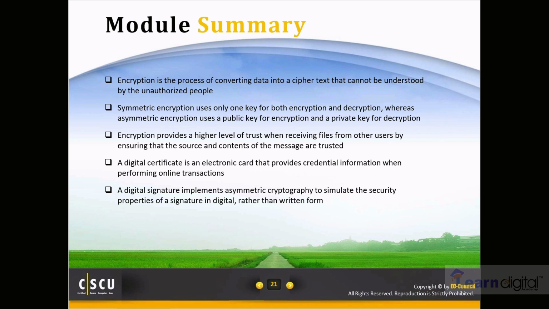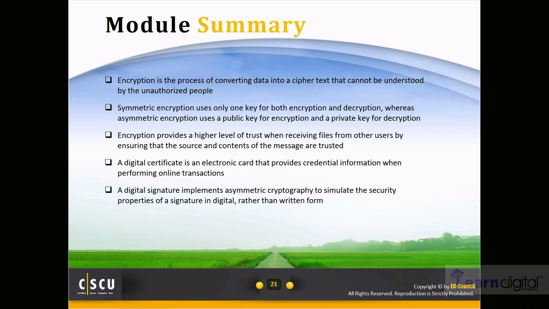And last but not the least, the module summary: encryption is the process of converting data into ciphertext that cannot be understood by unauthorized people. Then symmetric encryption uses only one key for both encryption and decryption, whereas asymmetric encryption uses a public key for encryption and a private key for decryption. Encryption will provide you a higher level of trust when receiving files from other sources by ensuring that the source and contents of the message are trusted.